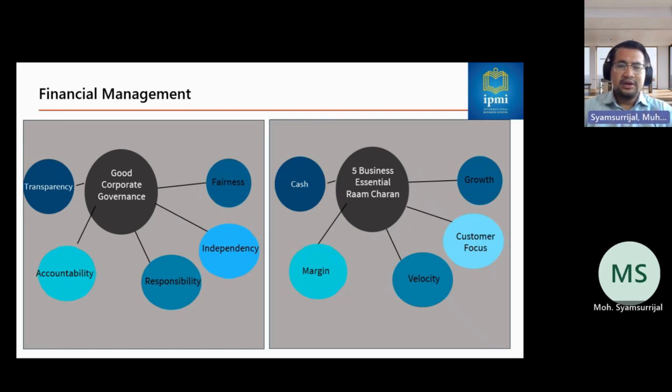Third is about good corporate governance. Good corporate governance consists of 5 elements: transparency, accountability, responsibility, independence, and fairness. Good corporate governance is the framework that allows control and directs the people, policies, and procedures of an organization in order to achieve its strategic goals.